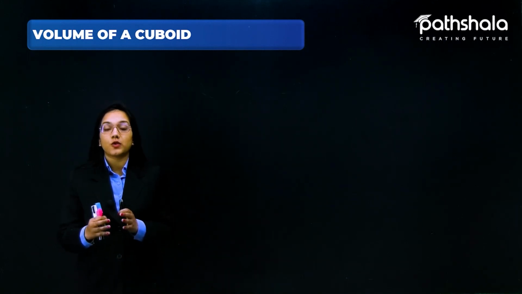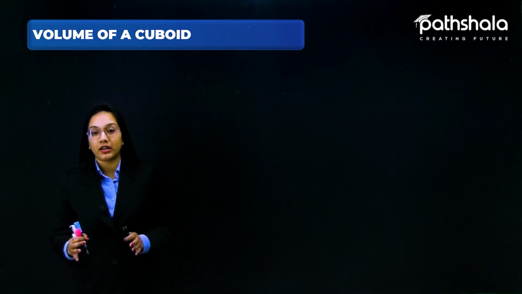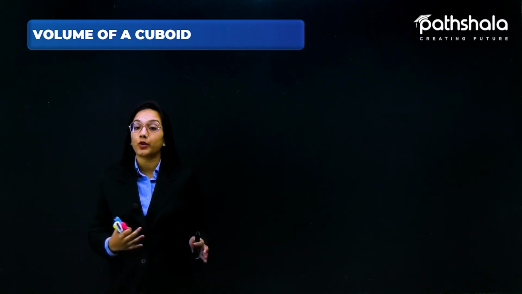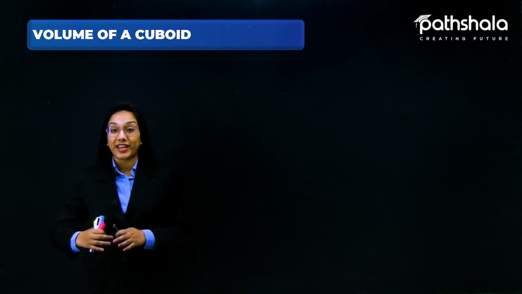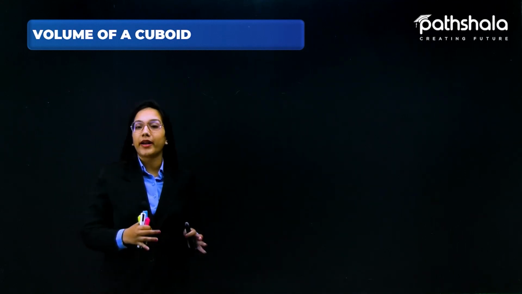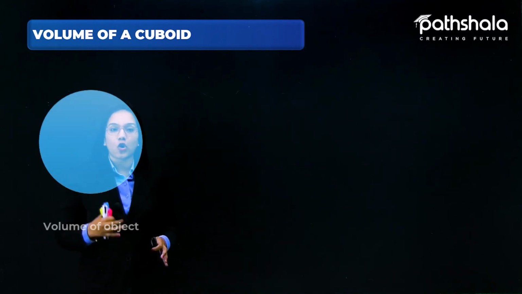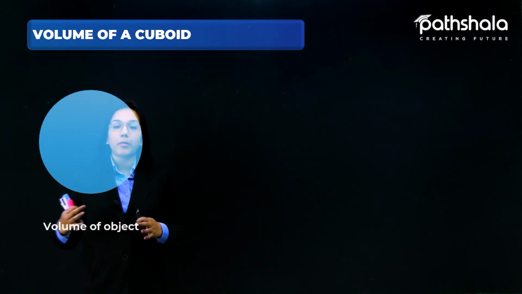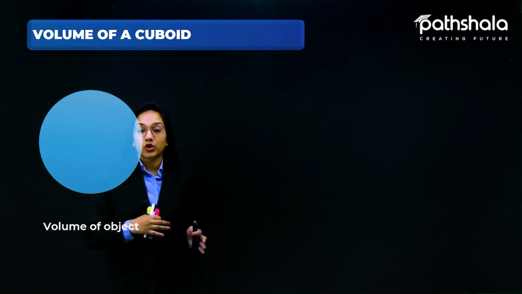solid figures always occupy a particular space. If we are talking about any particular solid, then that solid always occupies a certain space, and the measure of that occupied space is called its volume. So whenever I'm talking about a sphere or any particular object, volume is the measure of the space which is occupied by that solid.